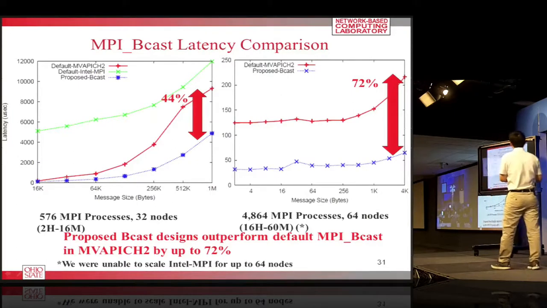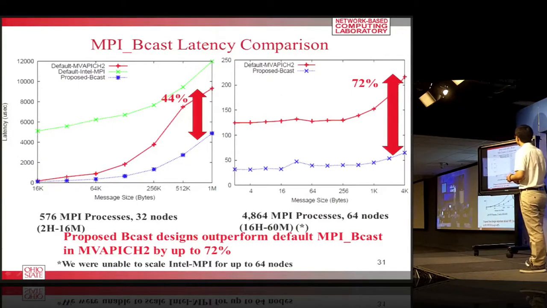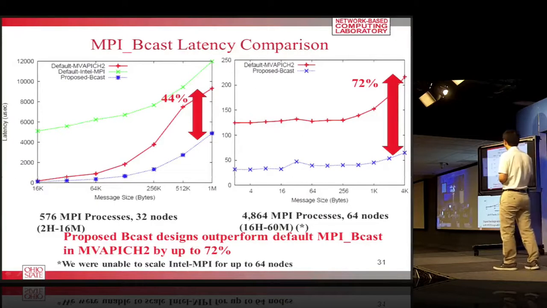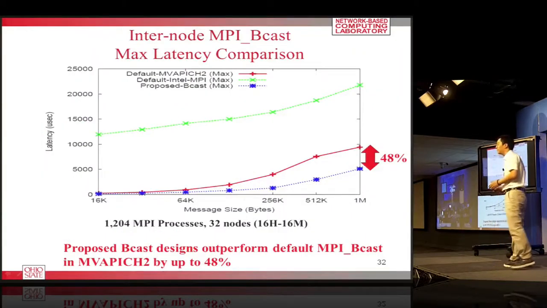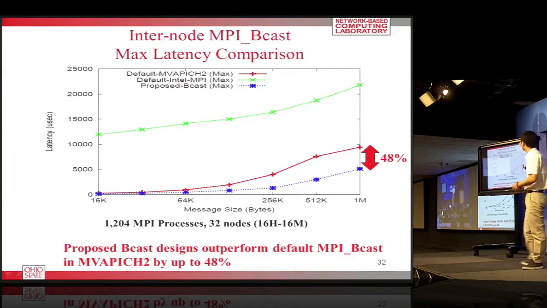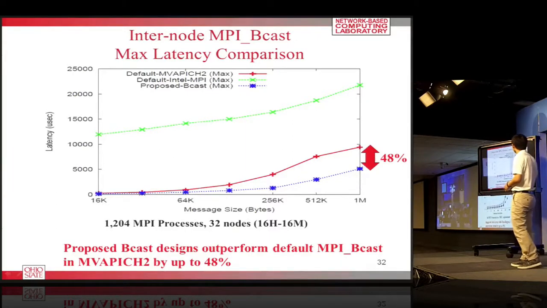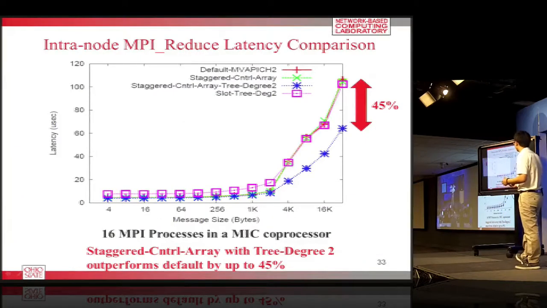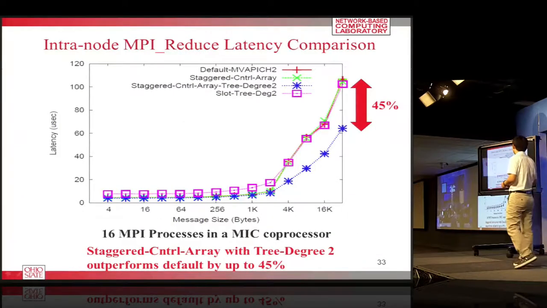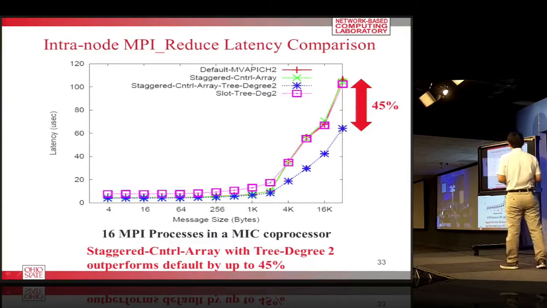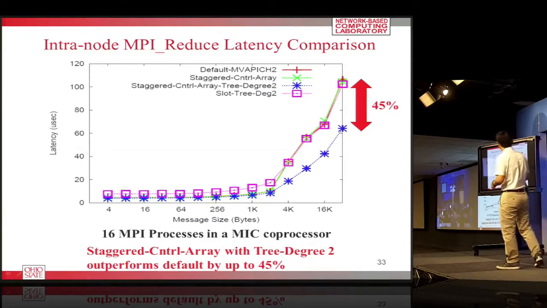Next one is the intra-MIC MPI Bcast max latency comparison. Here we can see our proposed design outperformed the default MPI Bcast mechanism by up to 48%. Okay, so for the intra-MIC MPI Reduce latency comparison, we can see that our staggered control array-based design with degree 2 outperforms default by up to 45% improvement.